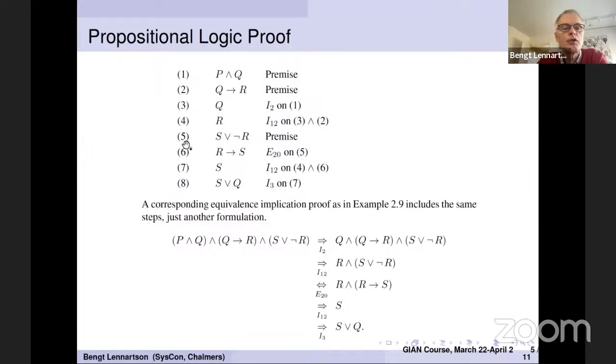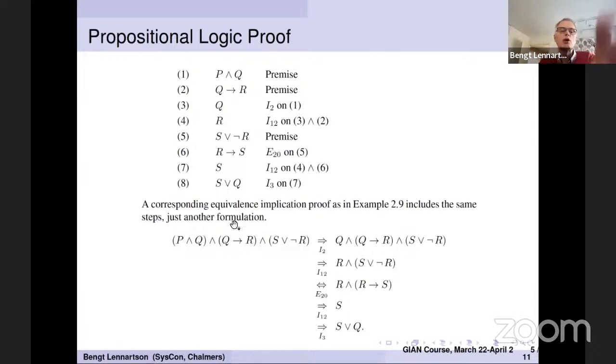Okay, so I was on this fifth line of this premise, S or not R. Based on that, you can also write, based on the equivalence E20, R implies S. And if you combine that with R, you get S. And once again, including the third implication, you get S or Q. This is not a big deal.